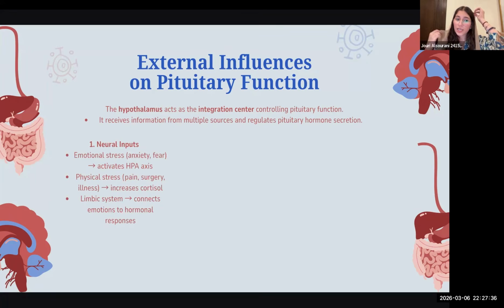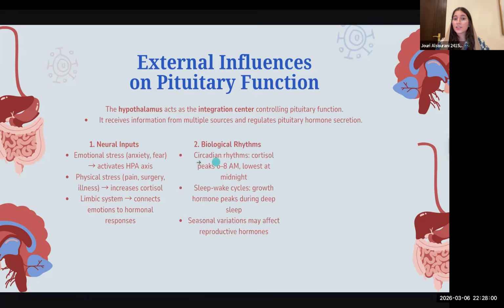So some of these stimuli can be neural inputs. For example, we can have emotional stress. This is going to activate the HPA axis, the hypothalamic-pituitary-adrenal axis. We can have physical stress, such as pain or surgery or trauma. We can have things with the limbic system. We can have biological rhythms, circadian rhythms, which are very important, the sleep-wake cycle, which we're going to talk about now. And also different seasons can affect reproductive hormones.